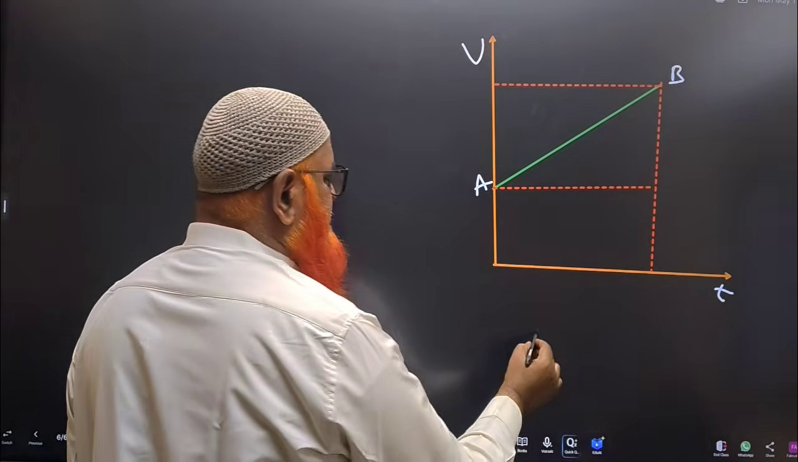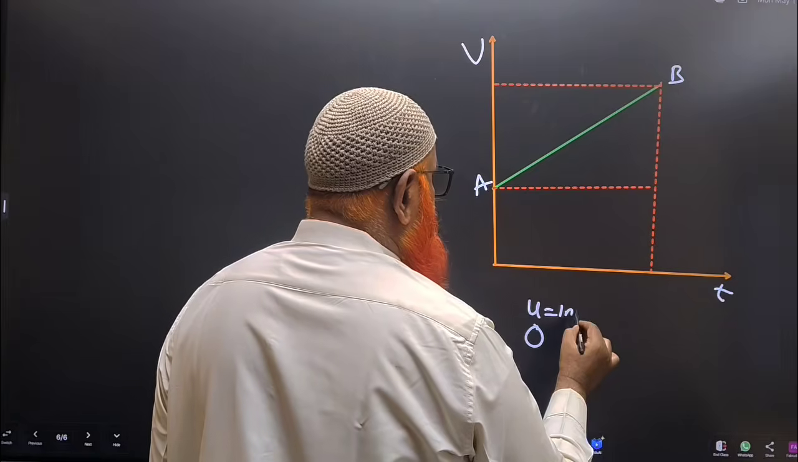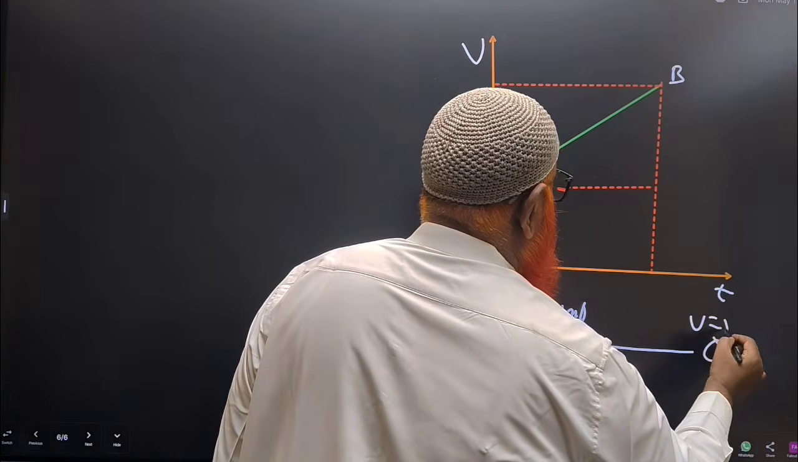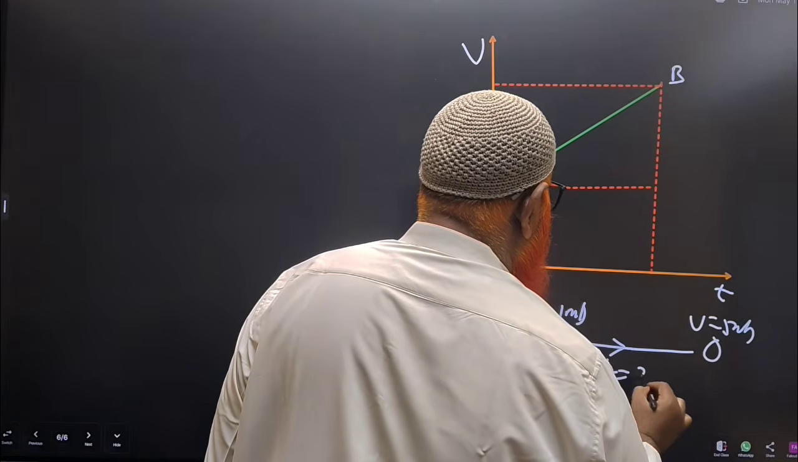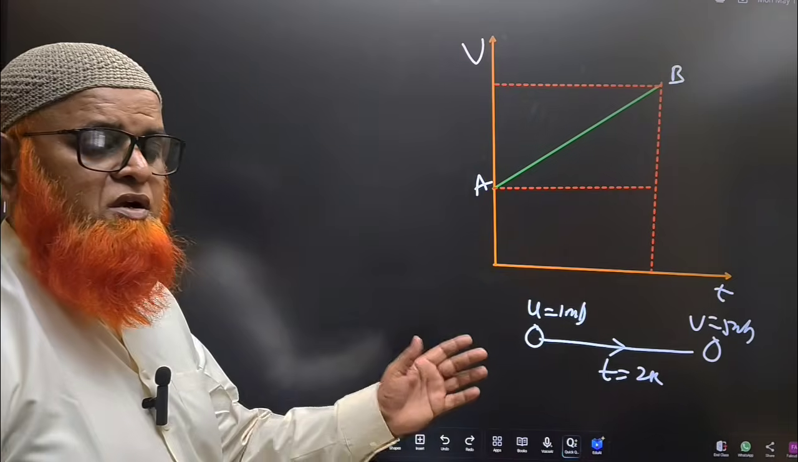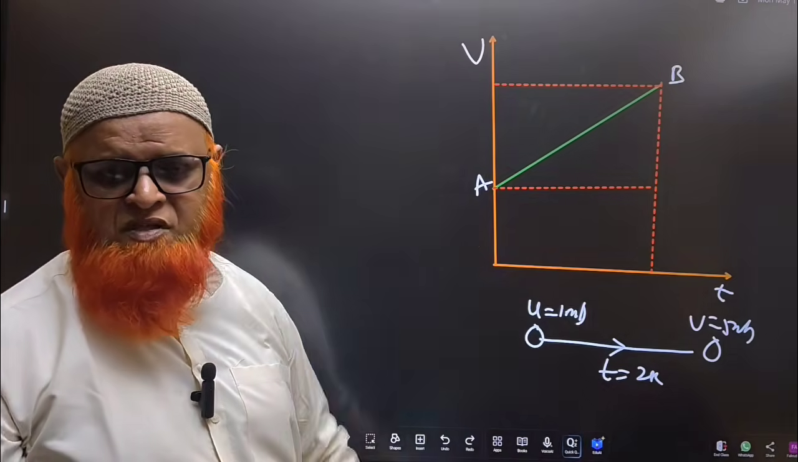is representing the situation that is having already a certain velocity, 1 meter per second. It is having final velocity 5 meter per second. It is having a certain time, that is 2 seconds. It takes 2 seconds to travel from here to here. That's the same situation I have drawn in the form of a graph.